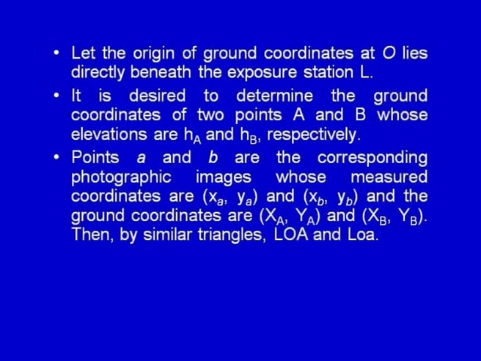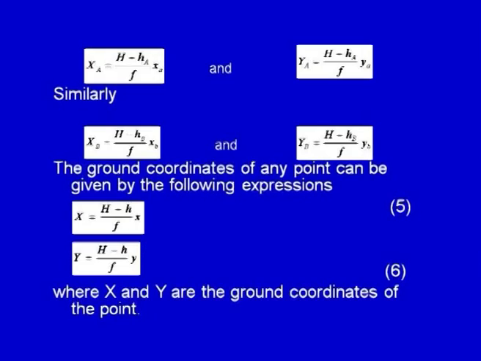Then by similar triangles, the coordinate X_A can be correlated to the fundamental elements of the photograph, that is the flying height, the focal length and the height of that particular point, and can be expressed as X_A equals (capital H minus h_a) divided by f, multiplied by the photographic coordinate x_a represented by lowercase. Similarly, Y_A, that is the Y coordinate of point A, can be expressed as (capital H minus h_a) divided by the focal length, multiplied by the y coordinate on the photograph of point A.